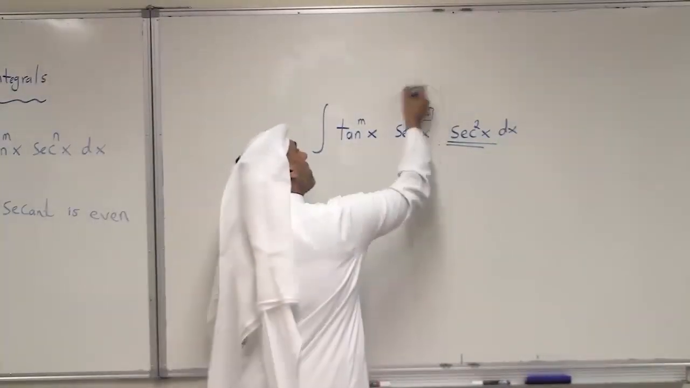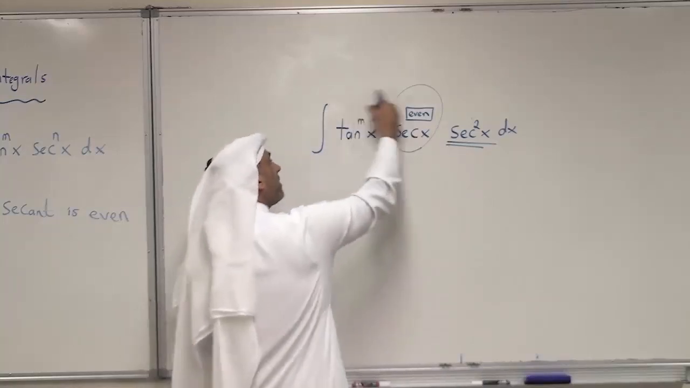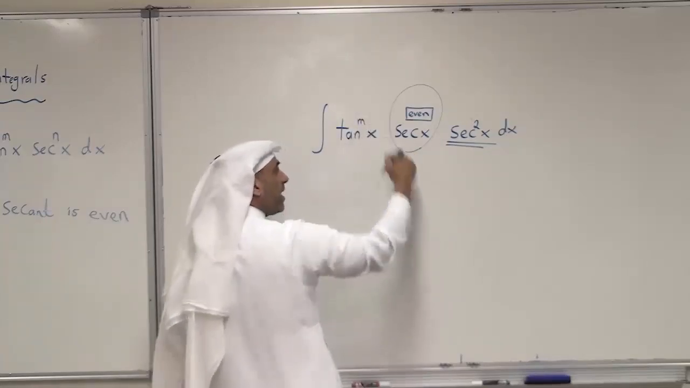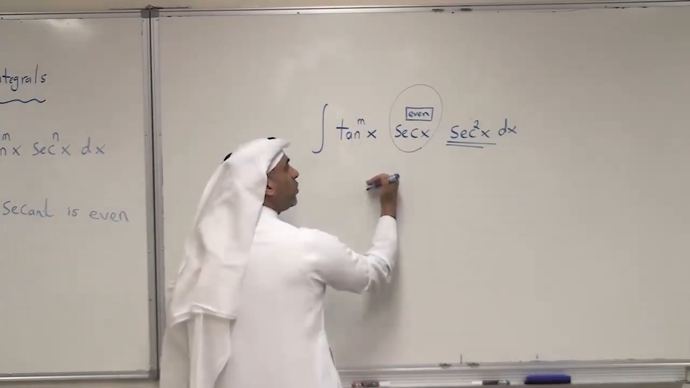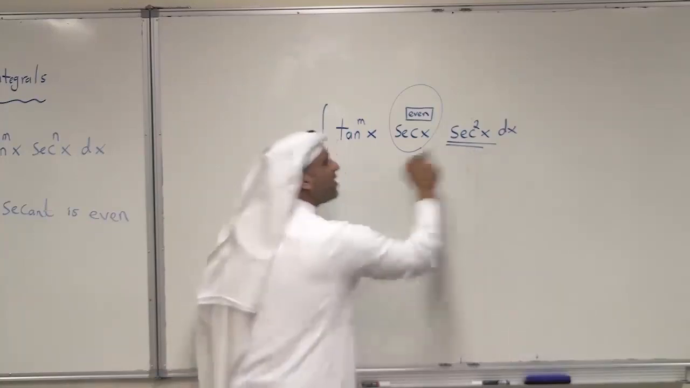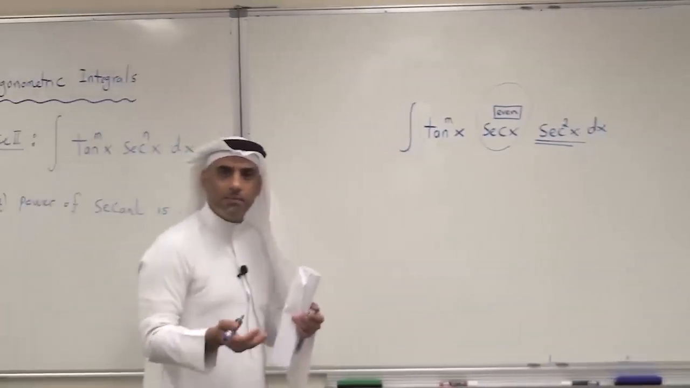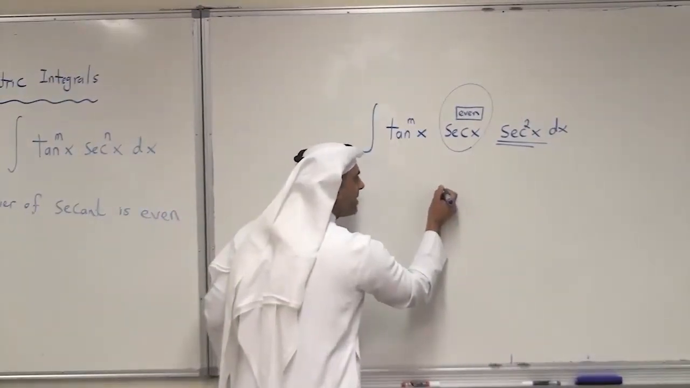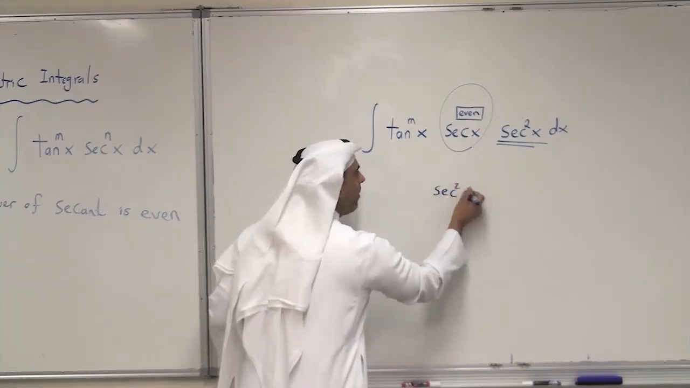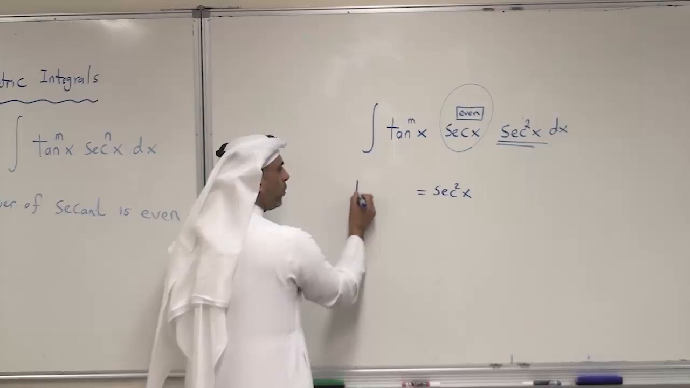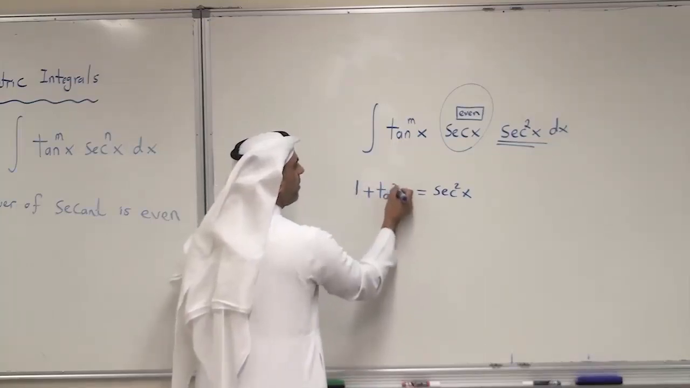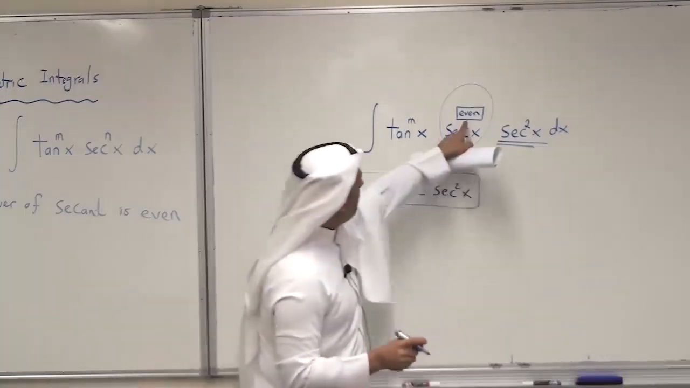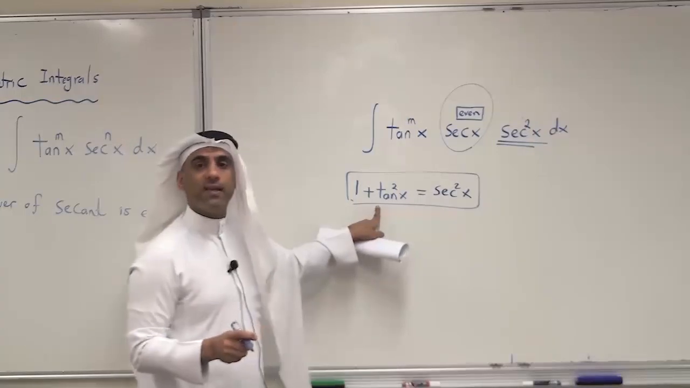Now, let us see if we can do that. If we have an even power of secant, the question, can we convert everything here in terms of tangent? So, if we convert this one in terms of tangent and we make the substitution u equal to tangent, then this will be du. And hopefully we get a simpler integral. Let us see this. If this is even, then I can use the identity that says secant squared of x is equal to what? It's equal to 1 plus what? Tangent squared of x. So I will use this identity to convert an even power of secant in terms of what? In terms of tangent.